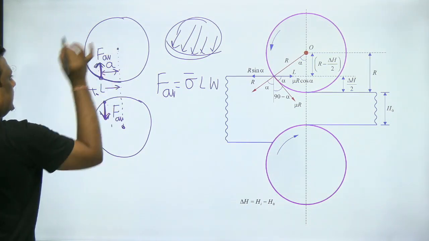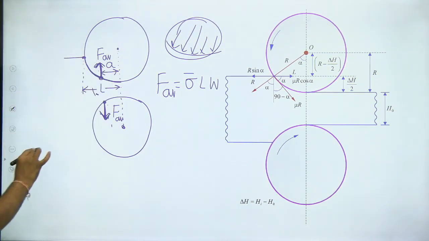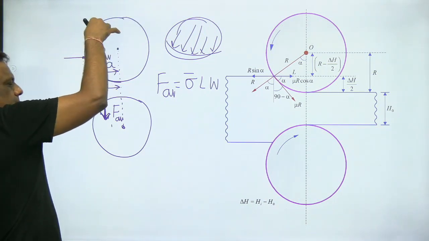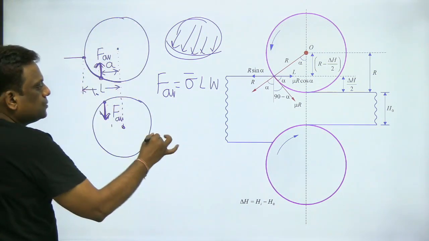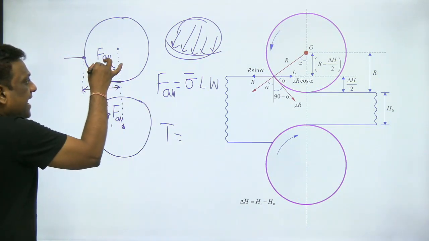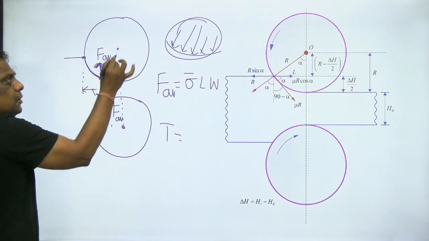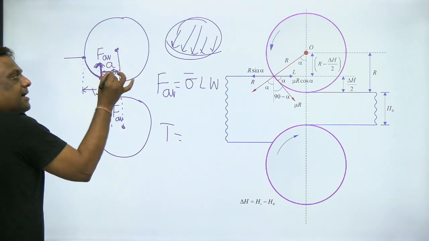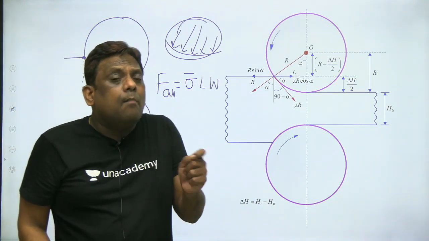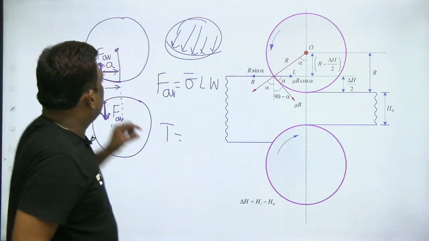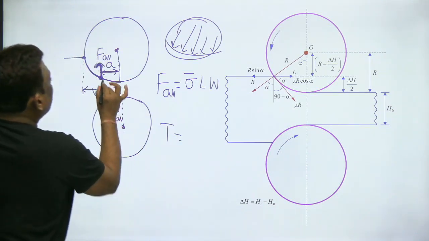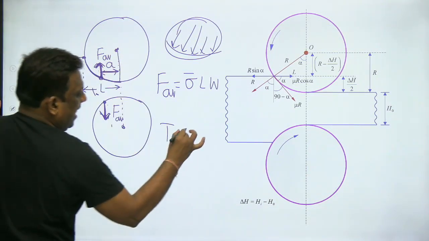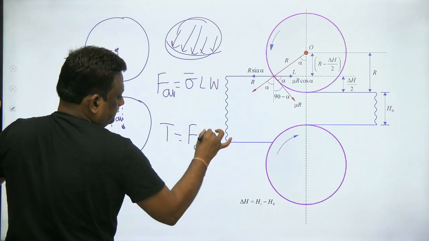Let us try to calculate the torque on this roll, this single roll. So what will be the torque, my dear students? F average into, देखो इस center पे घूम रहा है, F average into A. This A is known as arm length. Torque is equal to F average into A.